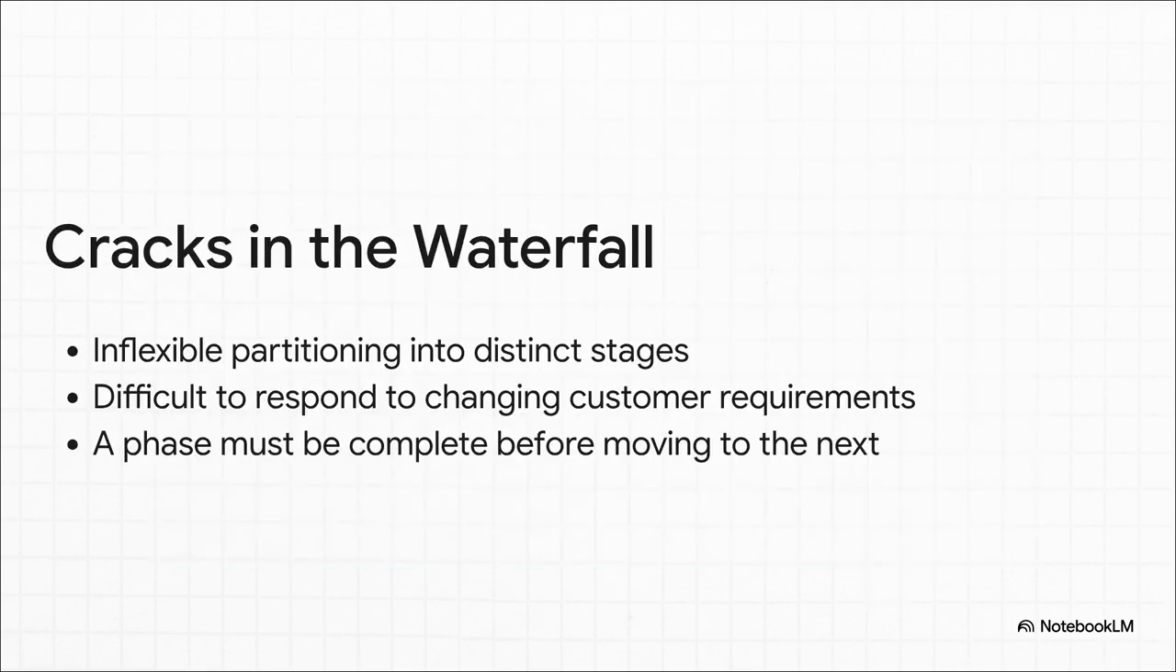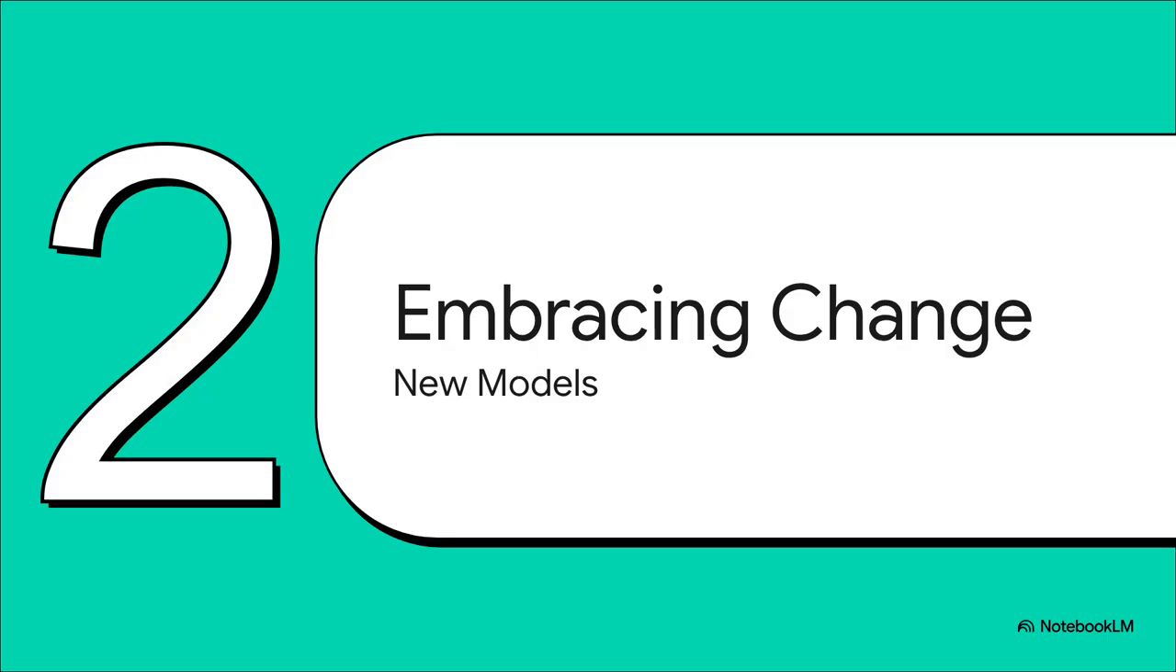So the problems really boil down to this. Its greatest strength, that rigid structure, is also its greatest weakness. In today's world, customer needs change all the time. For most business systems, that kind of inflexibility is a total deal breaker. The world just moves way too fast for a plan set in stone. So because of those cracks in the waterfall, people started thinking, there has got to be a better way. And that led to a whole new family of models. Models that weren't designed to resist change, but to actually embrace it.